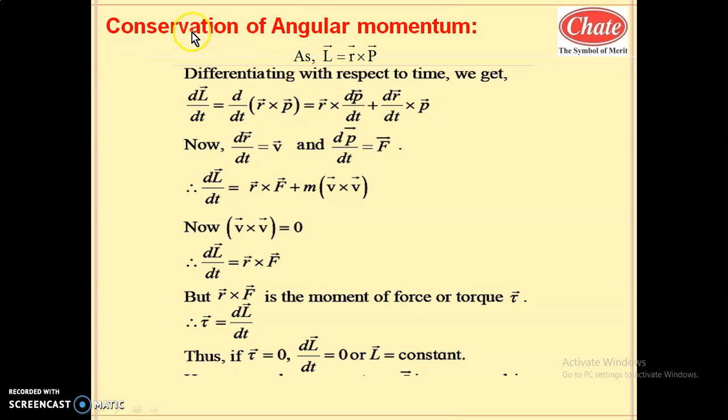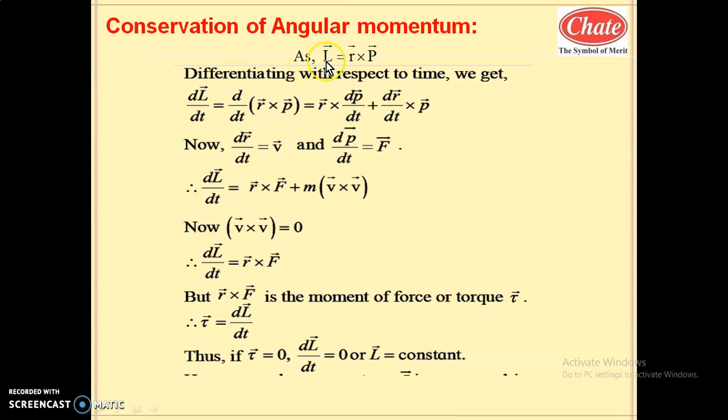Now studying the next heading, that is conservation of angular momentum. This is similar to the law of conservation of linear momentum. It is analogous to that law. The law of conservation of linear momentum says that when no external force acts, then linear momentum remains conserved. Similar to this, when no external torque acts on the rotating body, then its angular momentum remains constant or conserved. So there is conservation of angular momentum whenever no external torque acts on the system.